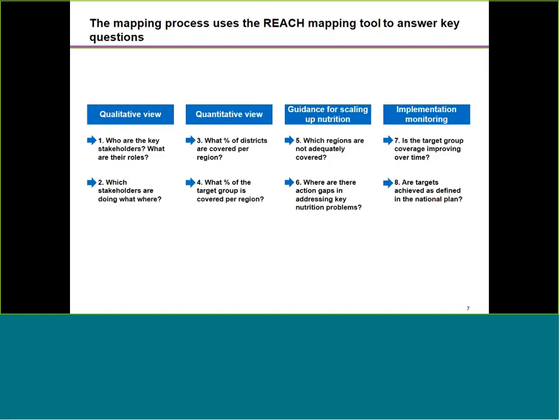The mapping exercise uses the REACH mapping tool to answer a series of questions. The answers provide country stakeholders with a qualitative view of who is doing what where, a quantitative view of the percentage of sub-national areas covered and the percentage of targeted beneficiaries that are reached, a guide to help decision makers determine which actions should be scaled up based on action gaps and the nutrition situation in the country, and coverage trends over time and achievements of National Nutrition Plan targets. In the following slides, these questions will be examined with illustrations from different countries.